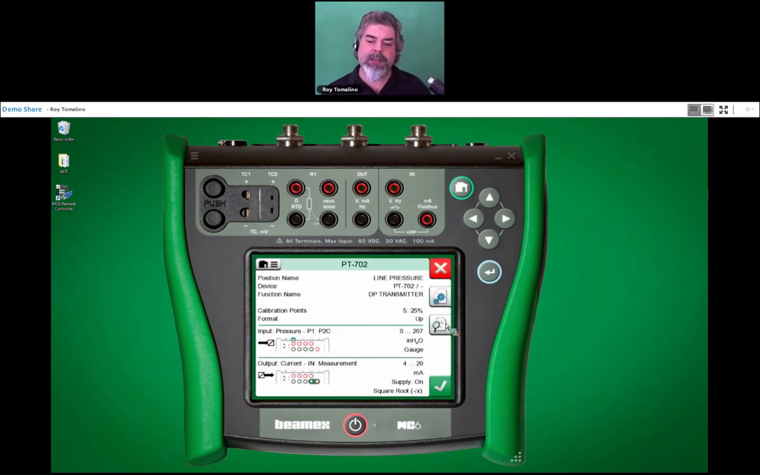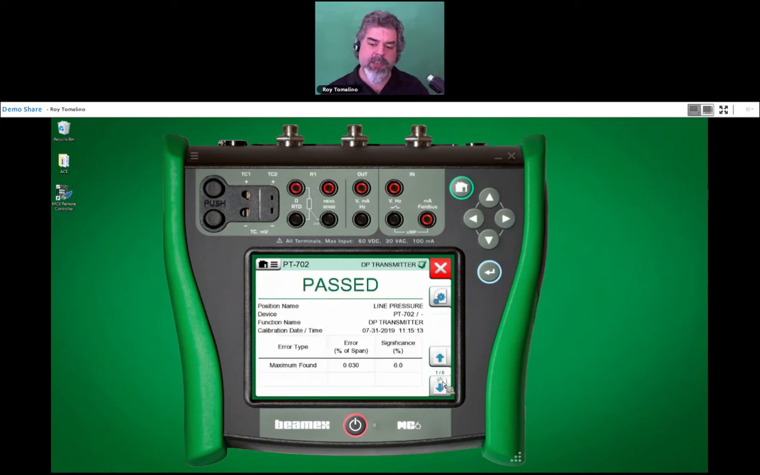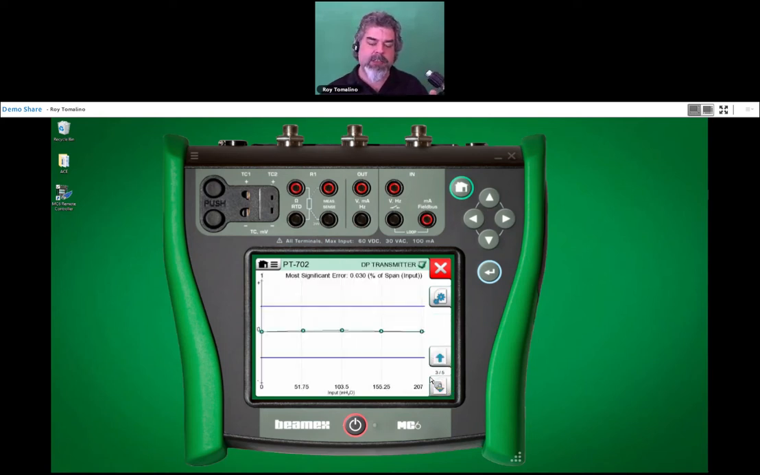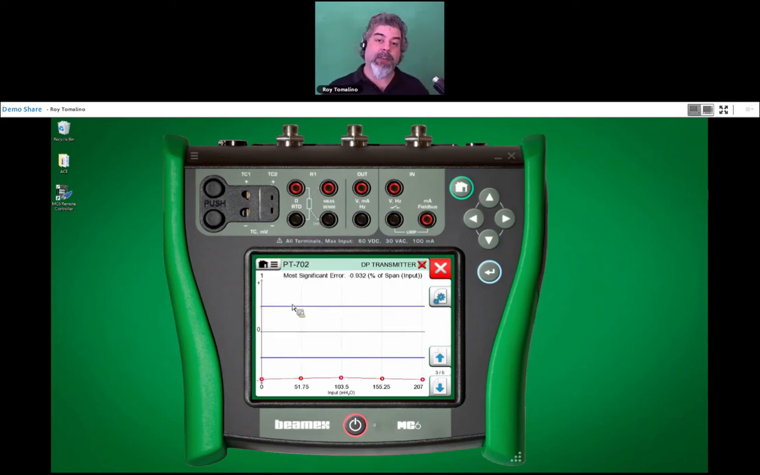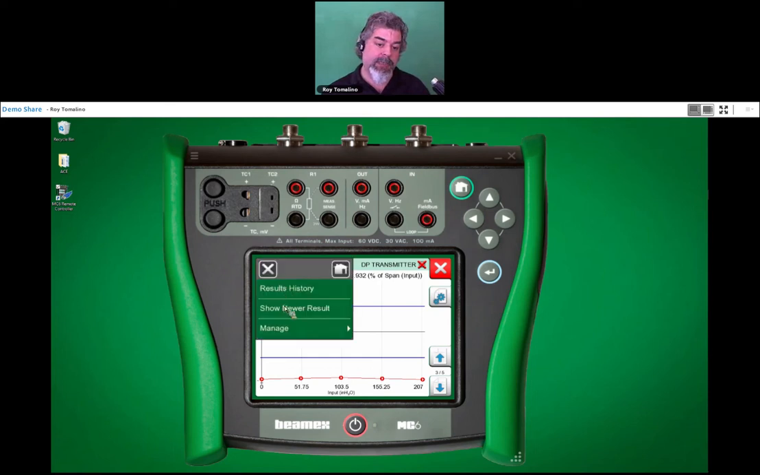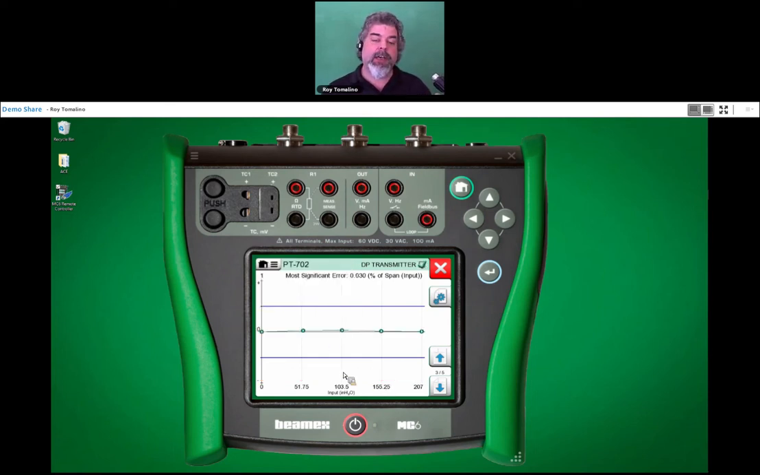One thing I could do, I could go back here and let me show you physically on the calibrator. This is how we left it. If I hit the secret button, I can do show older result. This is how we found it. It's way down there at the bottom, almost 1% of span out. I can hit the secret button again and show the newer result. And you can look at these at the same time on the same printout if you want to inside the software, but this way we don't have to unload it to look.